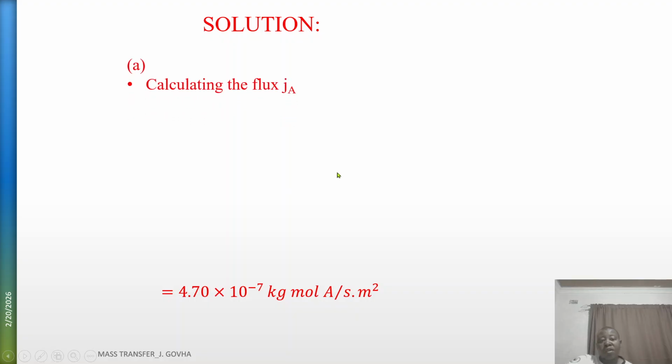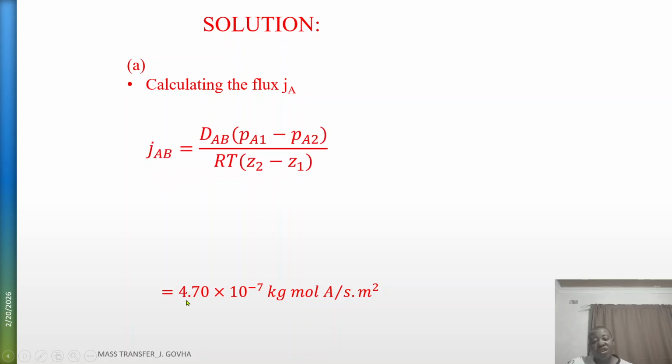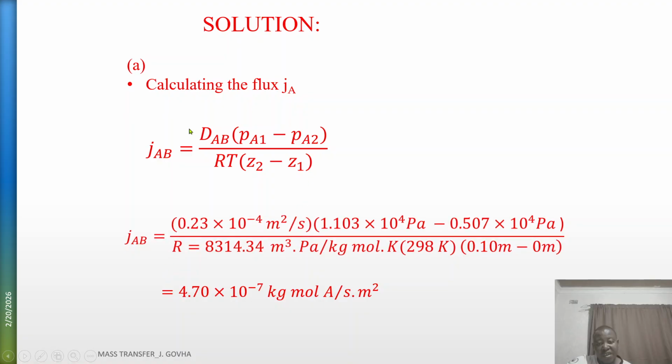Now calculate the flux JA. We want to see how we get to this point. The data is given in terms of partial pressure, so we make use of the partial pressure form of our equation. You can see that all the values are indicated there, and simply substituting them into this equation, we get our solution, as I'm underlining.